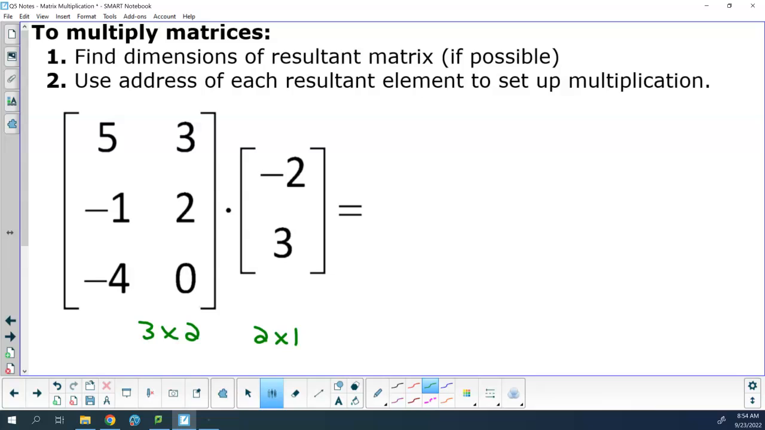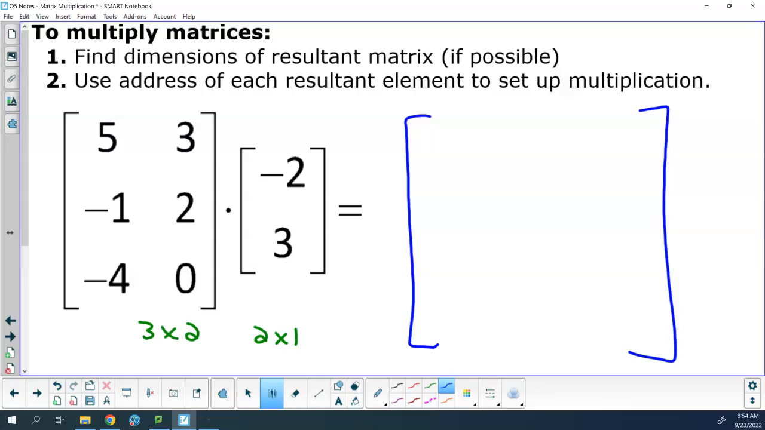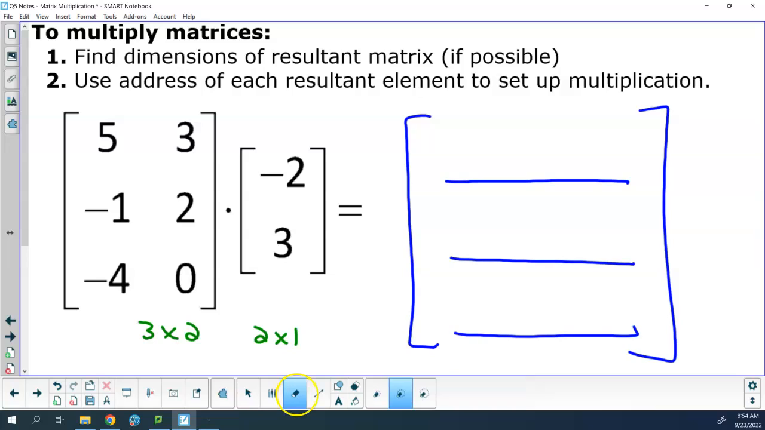So the first thing that I have to do is see if I can do it. Can I multiply these matrices? Yes, I can. What is the resulting dimension? 3 by 1. So this is what I do. You don't have to do this, but I make myself a big old 3 by 1 matrix, and now I'm going to fill in those gaps. I make myself a big old 3 by 1 matrix until I get going. We all got to crawl before we can run a marathon.